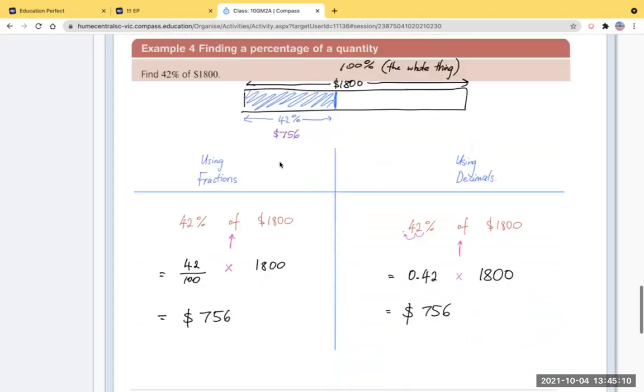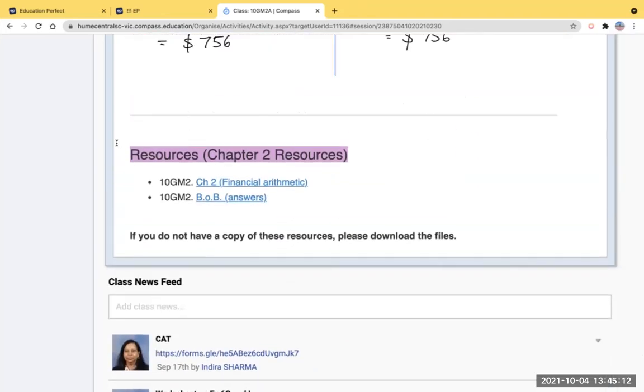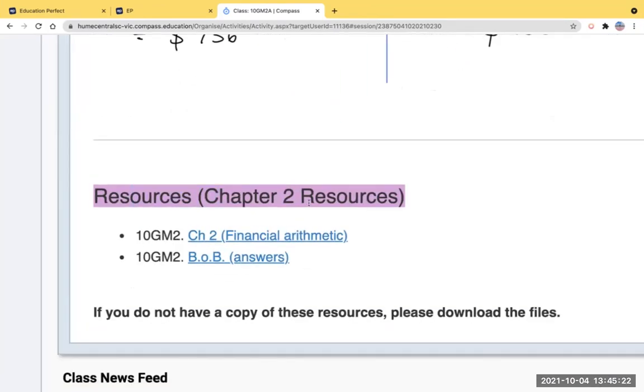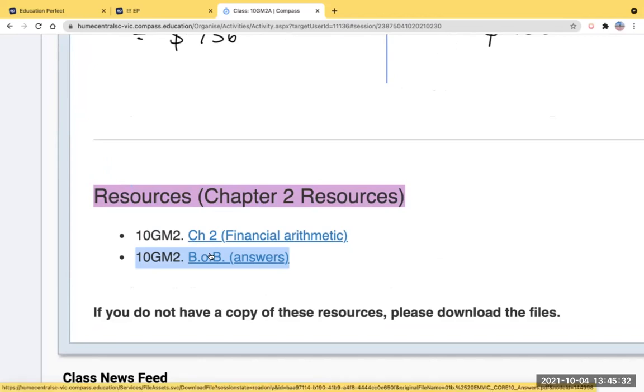Just having a look over here, down at the bottom of Compass, there's all the resources that you need. So you can download the resources here. If you don't have the textbook chapter, you can download it here. And the back of the book answers. Now the back of the book answers has all the chapters, the whole book, right? So you just have to scroll down to chapter 2 to get there.